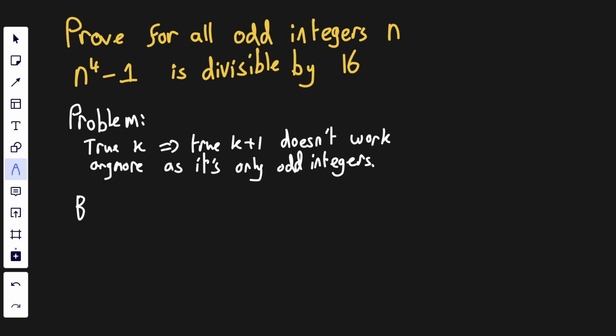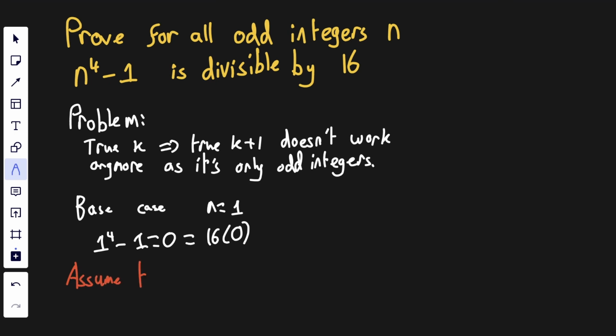So let's have a look at our base case. Base case, n equals 1. We get 1 to the 4 minus 1, which is 0, which is the same as 16 times 0. We saw in the previous video why this makes 0 divisible by 16. Next, we're going to do our assumption step. So we're going to assume true for n equals k, i.e. k to the 4 minus 1 is equal to 16a, where a is an integer.